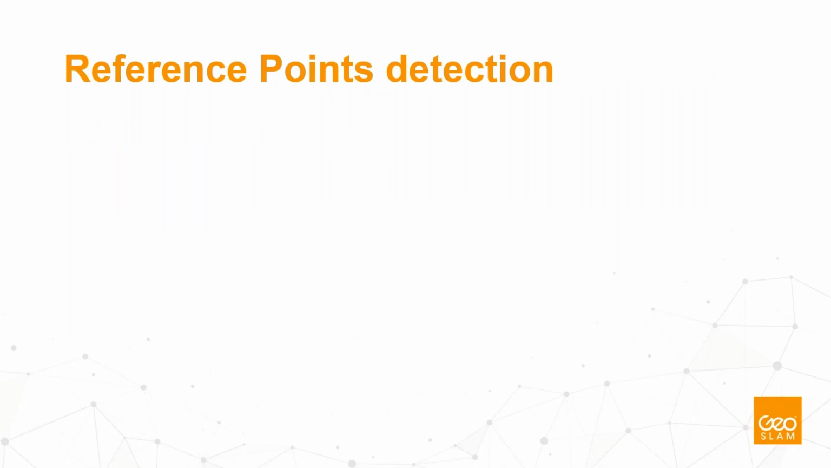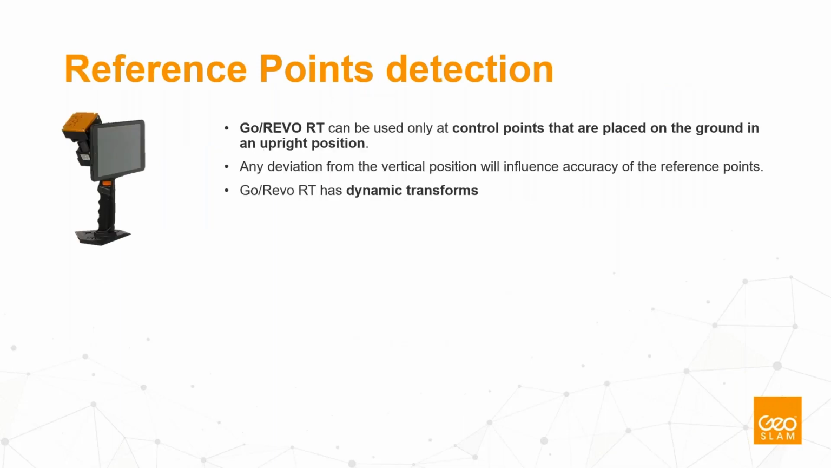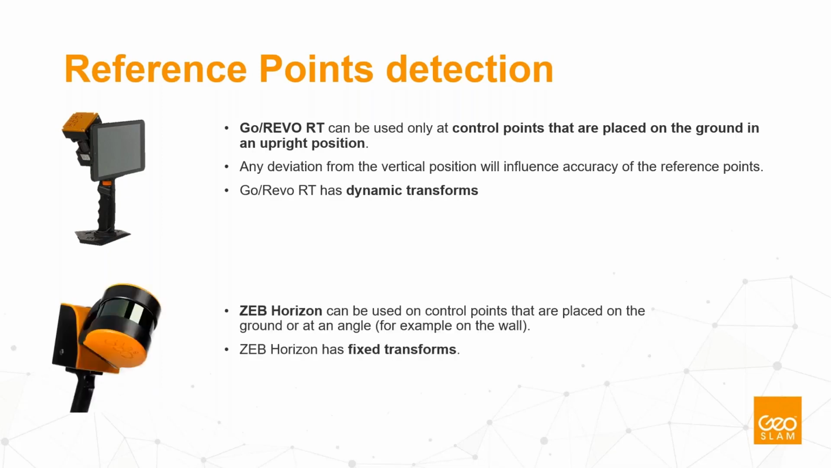To collect these reference points is quite simple. With the ZEB Revo RT, one thing we have to remember is the scanner has to be held upright at all times. It doesn't really understand its inclination. So if we're going to georeference using adjust to control with a ZEB Go or ZEB Revo, it has to be held upright. However, with the ZEB Horizon, it can be on its side, it could be upside down. It understands its own orientation. So this is why a lot of mining customers, when they look at georeferencing data, tend to adopt the ZEB Horizon.